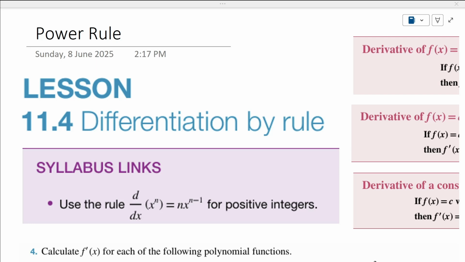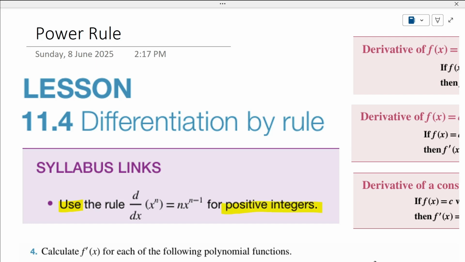Today we're going to be going through the power rule from the Jacaranda Math Methods textbook, specifically 11.4. And today our syllabus link is going to be: use the rule d/dx of x to the power of n equals n multiplied by x to the power of n minus 1 for positive integers.